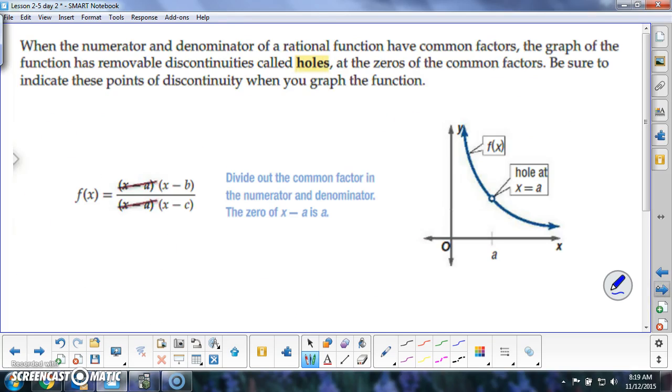So the last thing to discuss on part 2 here is that some graphs have what we call holes. Okay, a hole can be found when there's a common factor in your numerator and your denominator. If you take a look right here, I know there's not numbers there, but if you had an x minus a on the top and an x minus a on the bottom, you could cancel those out, then you'd end up having a hole at a. Okay, and you can see that here in the example.